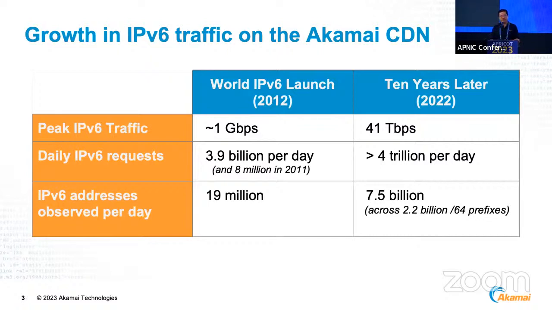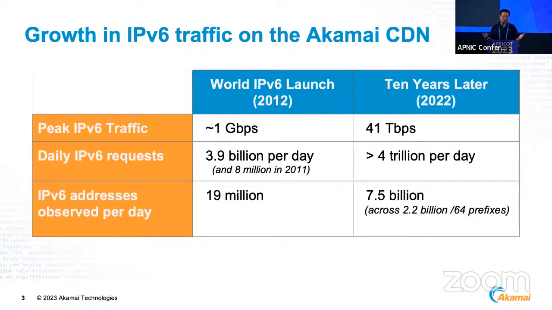And you fast forward, looking 10 years later, that is last year, we are doing a peak traffic of 41T. And the daily requests nowadays coming from our CDN servers become 4 trillion per day. And the IPv6 addresses observed, that means the IPv6 population, is like 7.5 billion. Of course, this 7.5 billion is a lot of different set-top boxes, right? So if you look into /64 prefixes, we observe like 2.2 billion, which is a huge exponential growth.